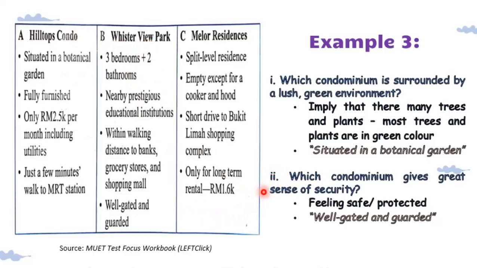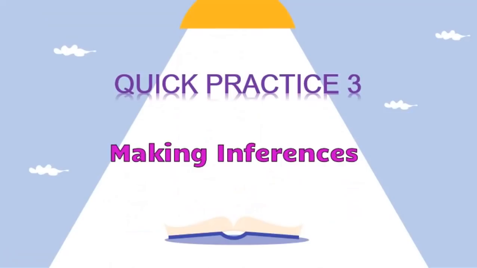Okay, right. Now, let's do a quick practice to better enhance our understanding of making inferences. Remember the 3 steps just now? What is it that we see in the text? What do we know about what we see in the text? And then what would be our logical explanation or intelligent guess based on what we see and what we know?